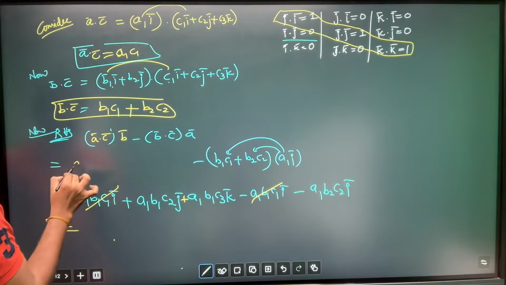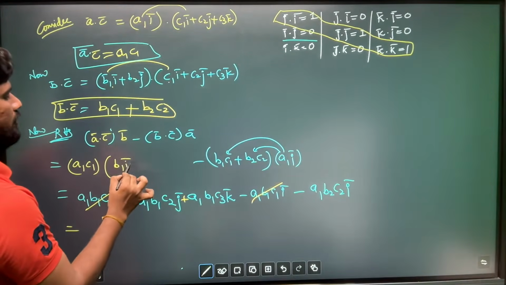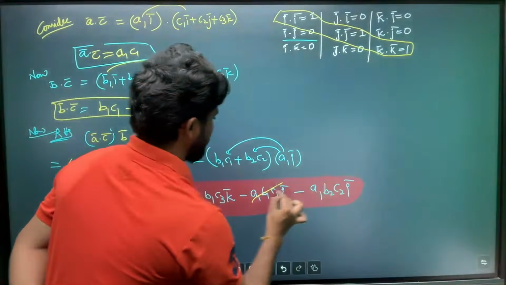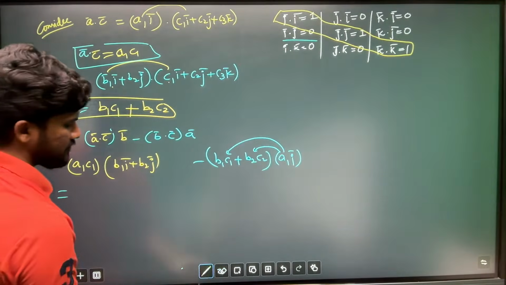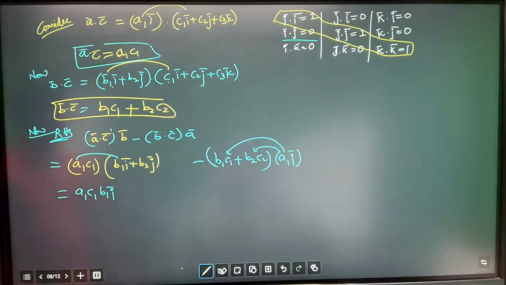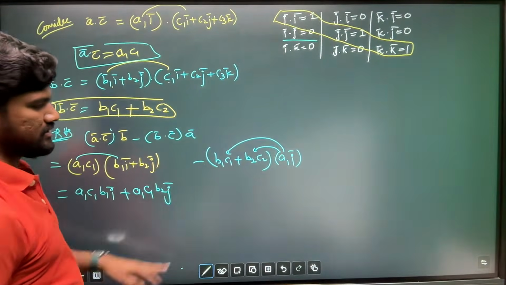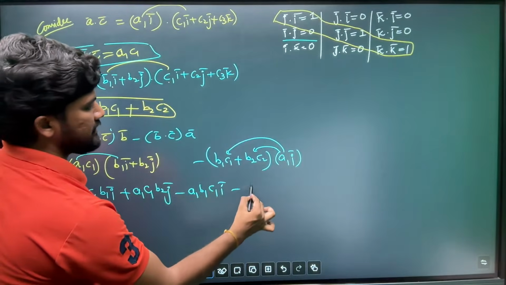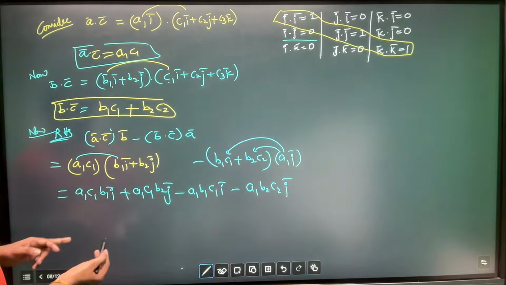So now what is a bar dot c bar value? a1 c1 into b bar value. What is b bar value? b1 I bar plus b2 J bar. So finally I am arranging this once again, look. So look, be careful. Silly mistakes, the whole of maths is like this only. Now multiply: a1 c1 b1 I bar, correct now, plus a1 c1 b2 J bar. Clear? So minus with this value, minus a1 b1 c1 I bar plus into minus minus a1 b2 c2 I bar. Clear? Okay. So now what can we cancel here?